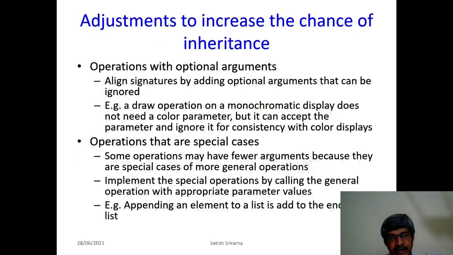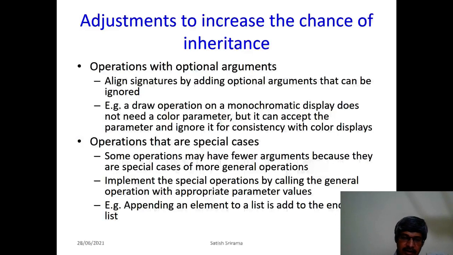So there are different adjustments, using which we can increase the chance of inheritance for particular operations. The first type is operations with optional arguments. For example, we can align the signatures by adding additional optional arguments that can be ignored within the implementation. Say for example, a monochromatic display, that means it is not a colored display, and then there is a colored display.